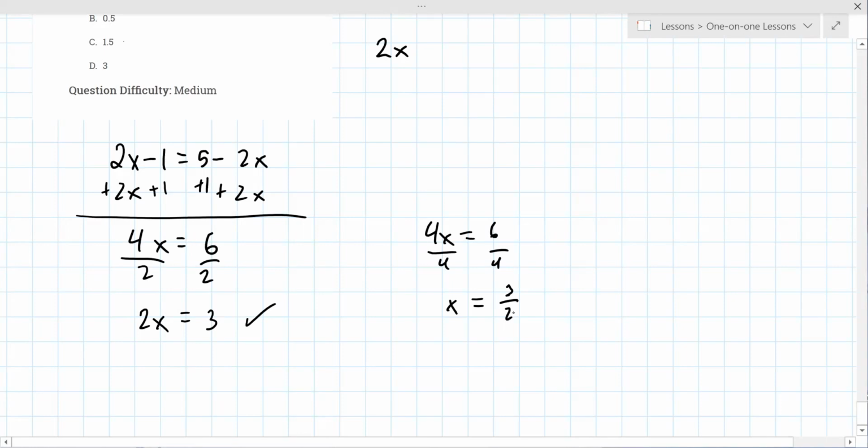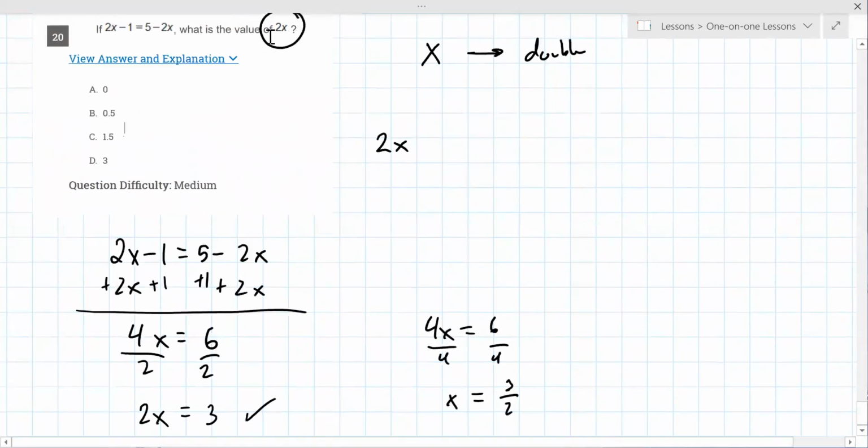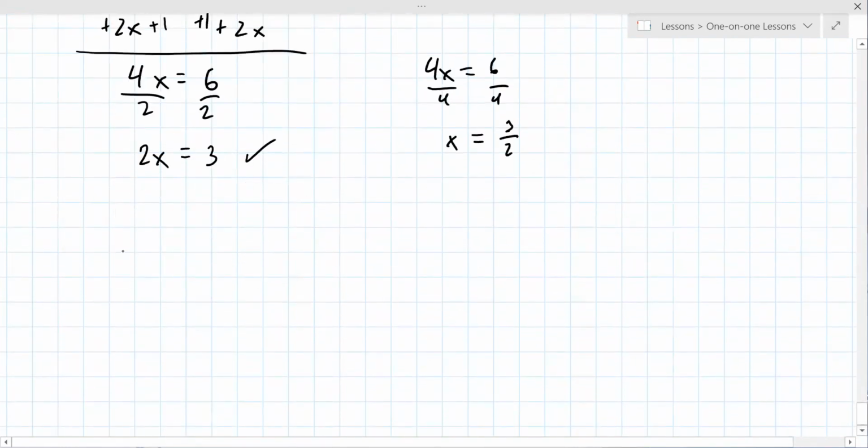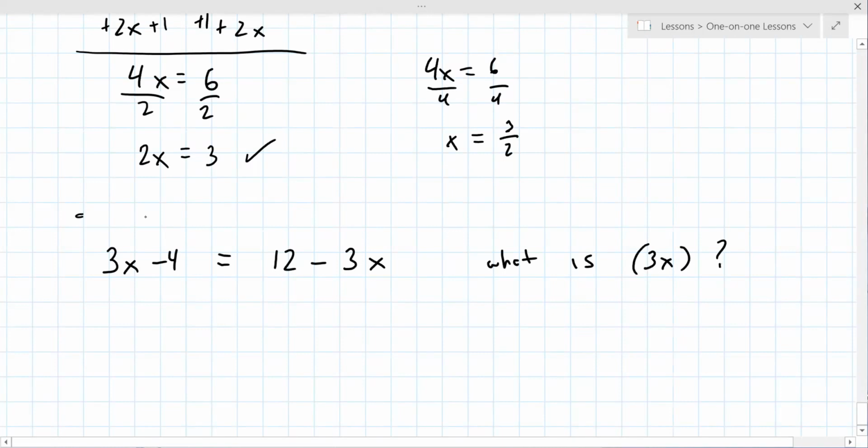But the point of these problems is, you can save time by solving for the thing that they want you to solve for. And if you just do it once on the test, you'll save time. So let's say it's 3x minus 4 equals 12 minus 3x. What is 3x? So give this one a try, please.